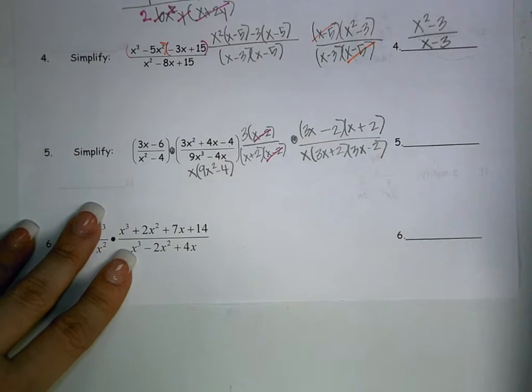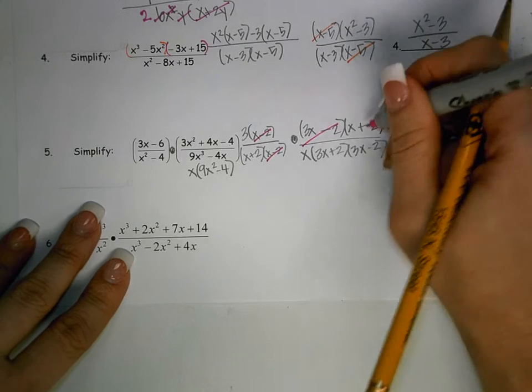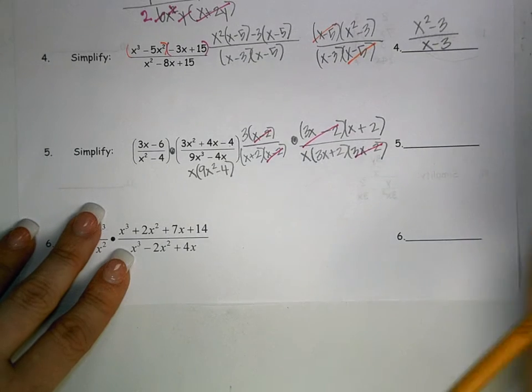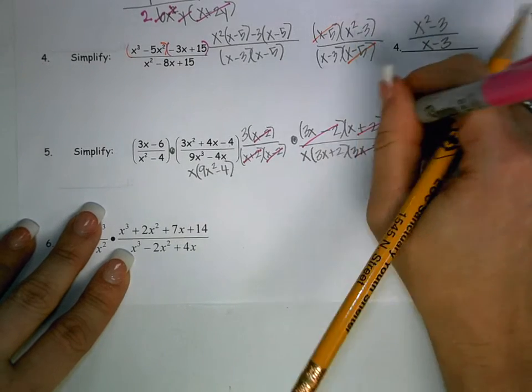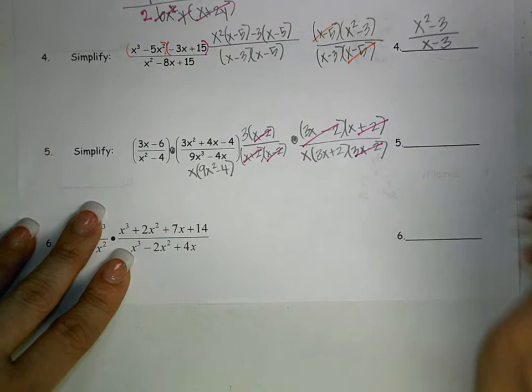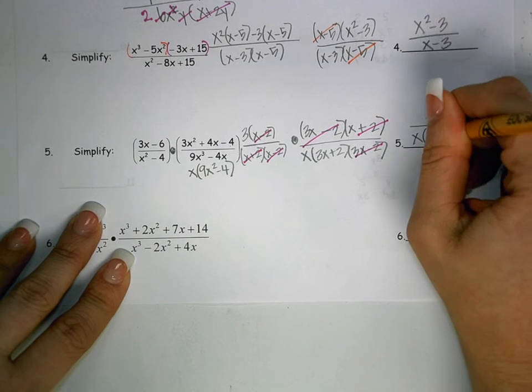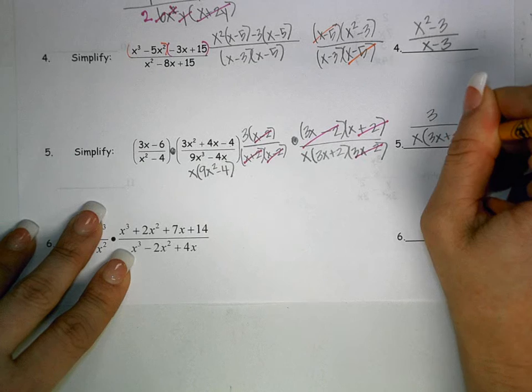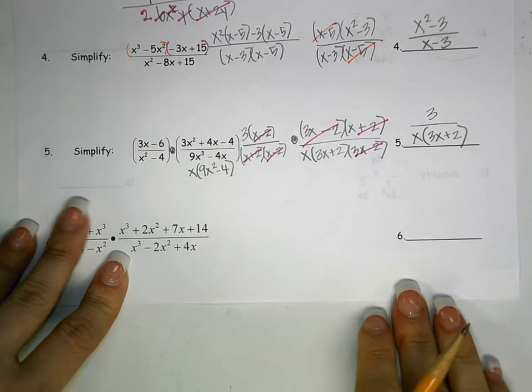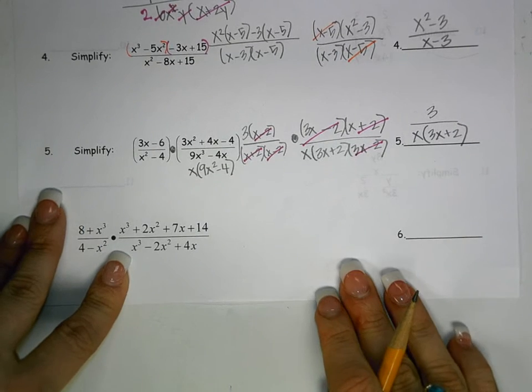X minus 2's cancel. 3x minus 2's cancel. X plus 2's cancel. And that's it. So we have 3 over x times 3x plus 2. Lots and lots and lots of factoring.